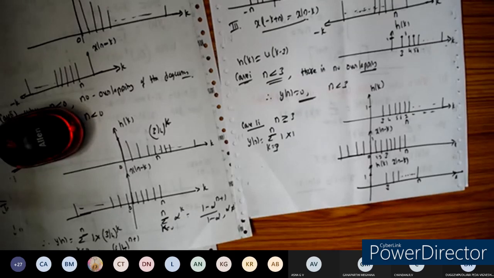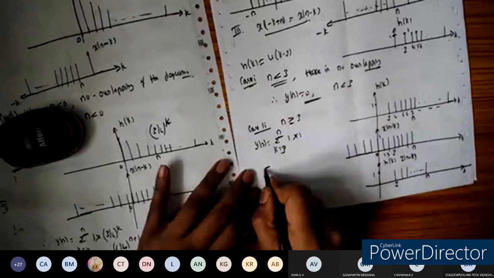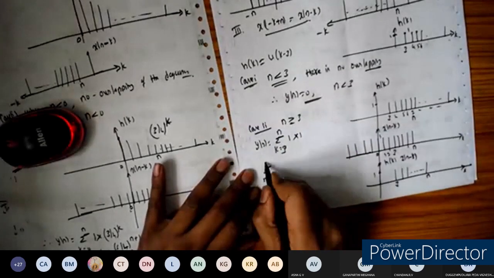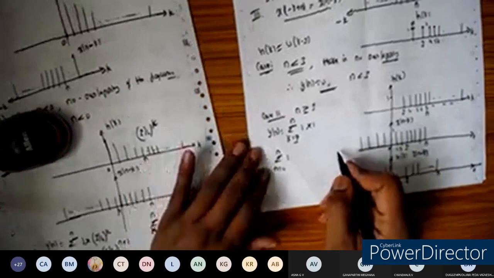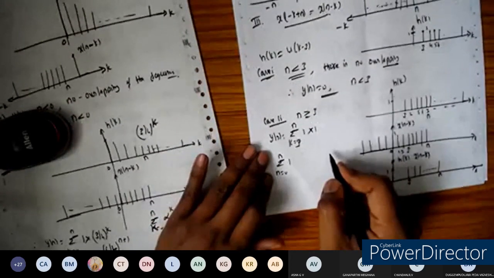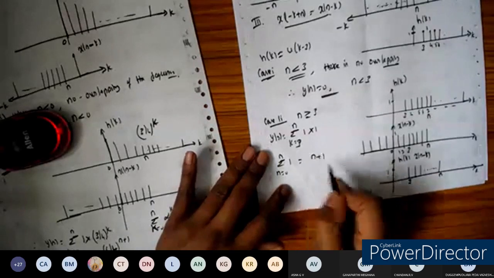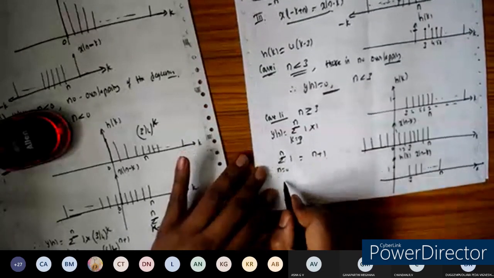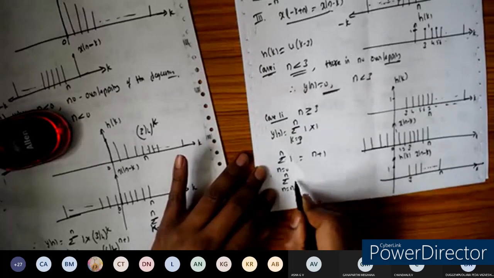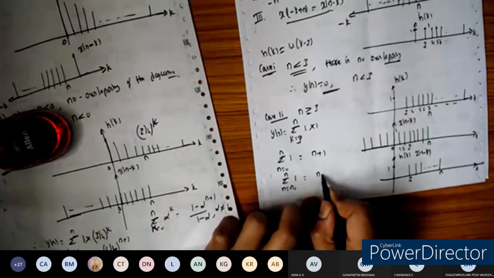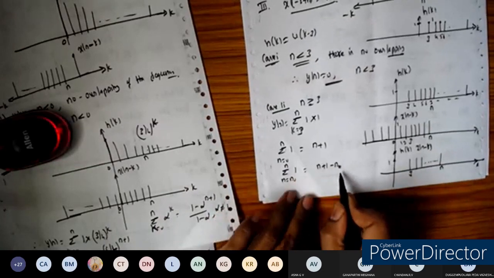What's the value you're going to get here? I'm going to add from 3 to n. Suppose the formula is summation, if it is starting from 0 to n of 1, this will become n plus 1. Suppose if it is n0 to n of 1, this will become n plus 1 minus n0. Correct now? N plus 1 minus n0.